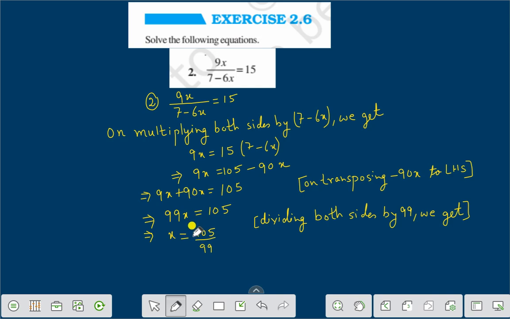If we divide by 3, 3 times 33 is 99, and 3 times 35 is 105. Therefore, the value of x is equal to 35 by 33, and that is the answer.